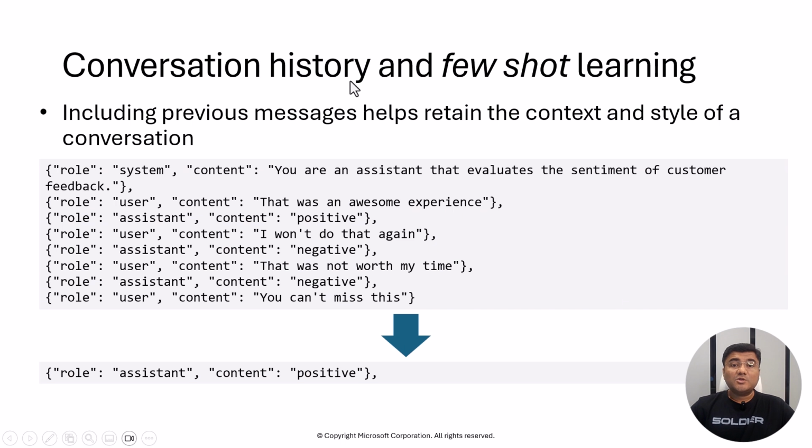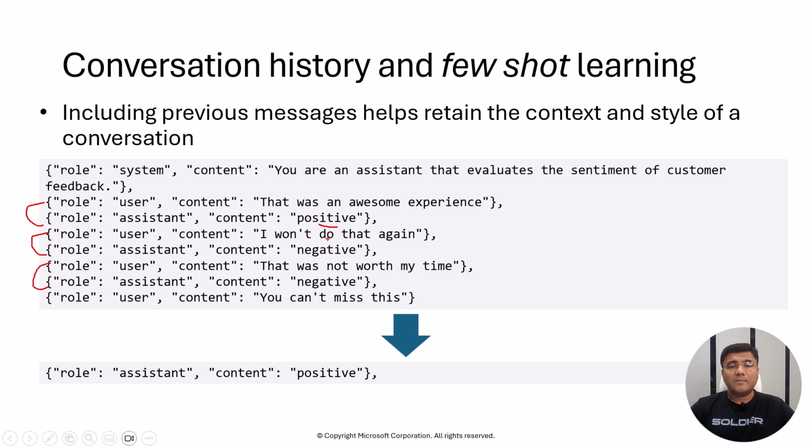Then we have a conversational history with few shot learning. Few shot learning is something which is going to help you provide more than one example, as I said earlier. In this case, I'm providing a role-based prompt with few shot learning. In the role, I'm saying that you are an assistant that evaluates the sentiment of customer feedback. Basically, I'm trying to do opinion mining with this. And then I'm providing multiple examples, where in the first example, if the user says that was an awesome experience, the response which I got is positive, which is a one single word response. Then I have given a second example, then a third example.